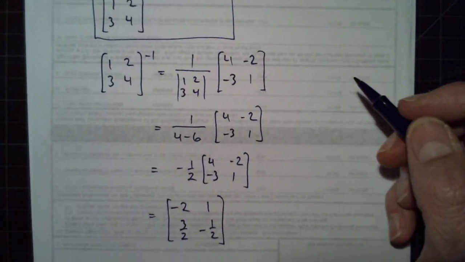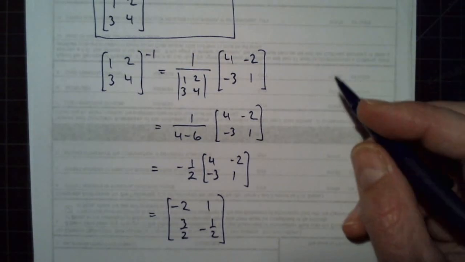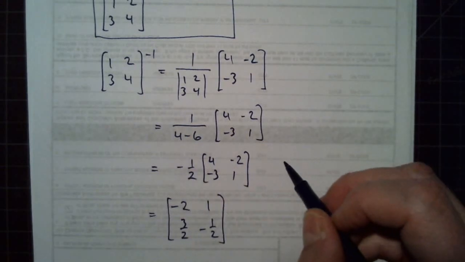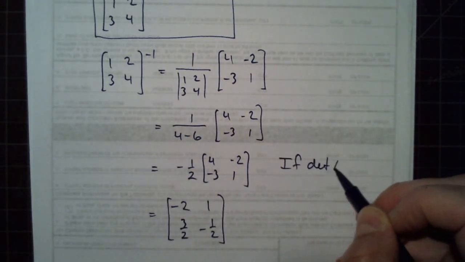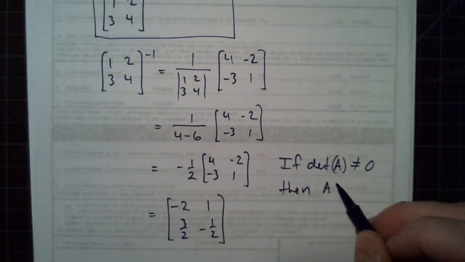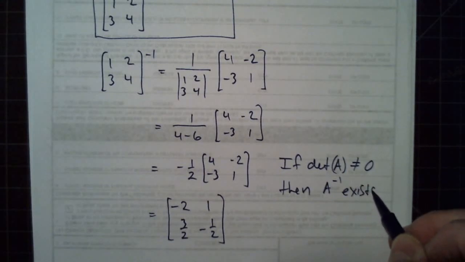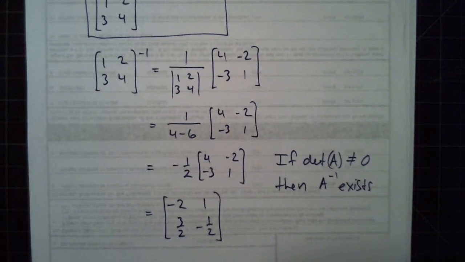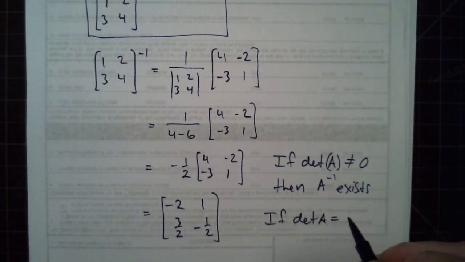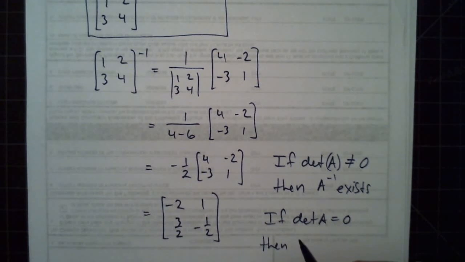We also have a test to see if there is an inverse, and that's right here. If the determinant is not 0, then A inverse exists. So when there's work involved in finding the inverse, you might just find the determinant first to see if it has an inverse. If the determinant is 0, then we say A is singular.